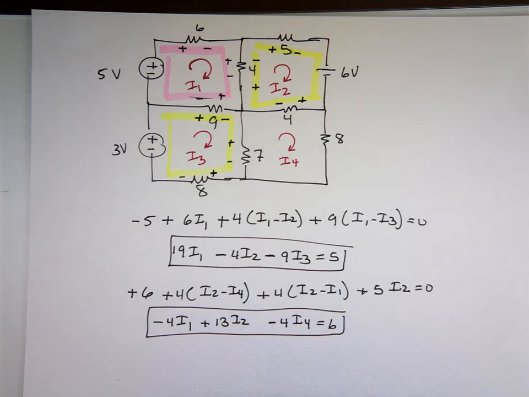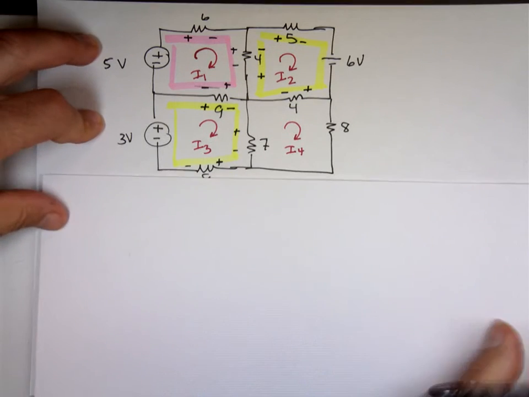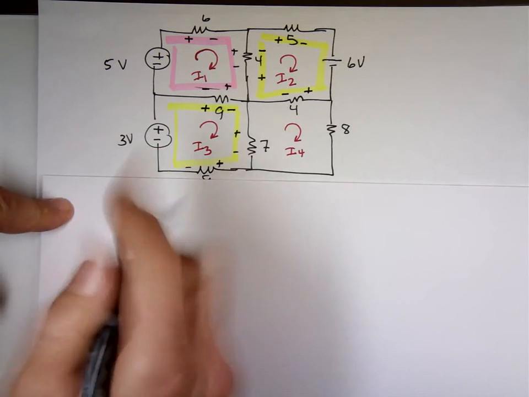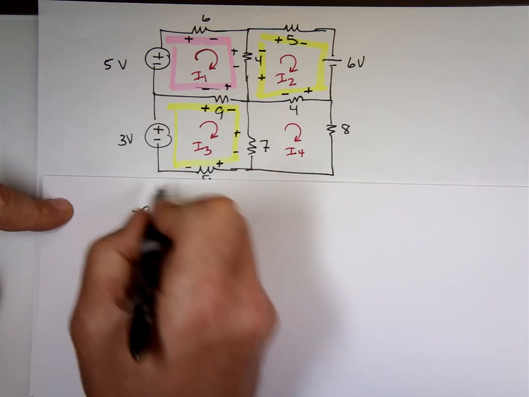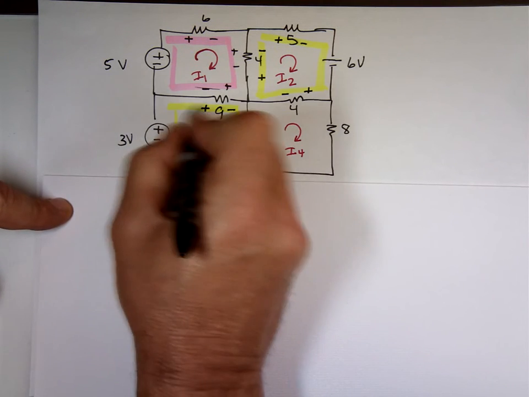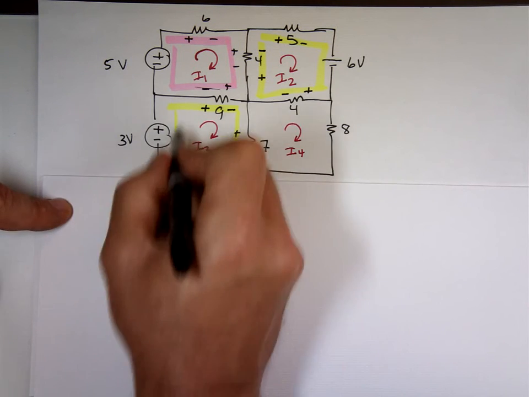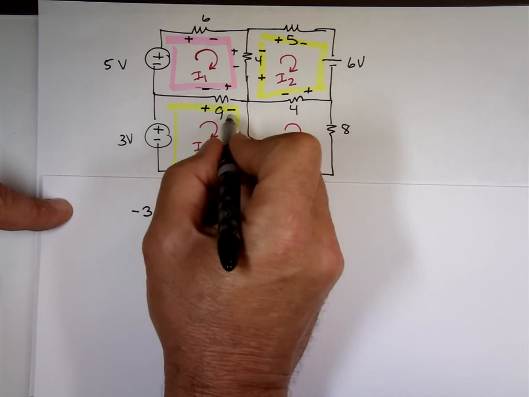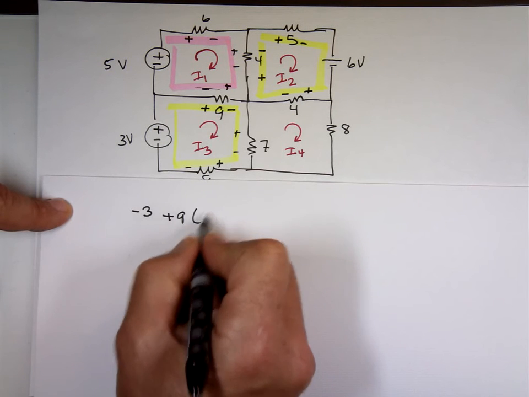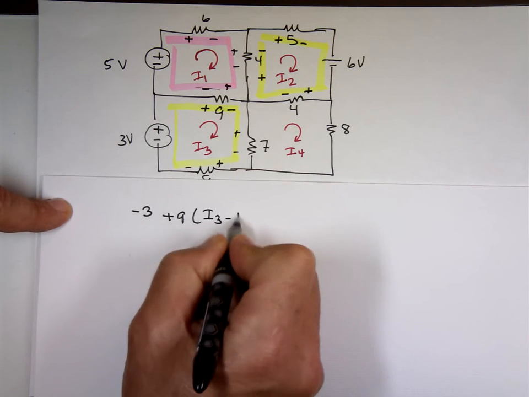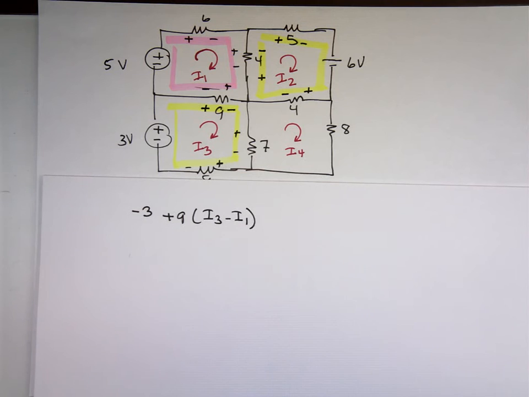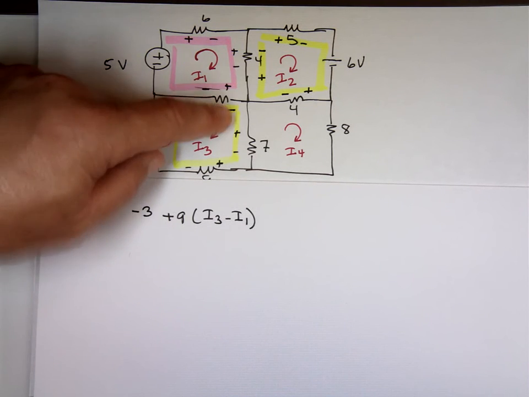So if I do that, I'll start with the source, minus to plus, that's a minus 3. I'm going this way, to the right, that's plus 9. What is the current to the right? I got IC3 to the right, IC1 to the left. This one pushing to the right, this one pushing to the left. The difference between them is to the right.